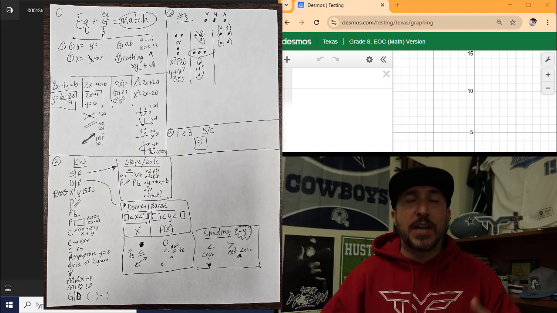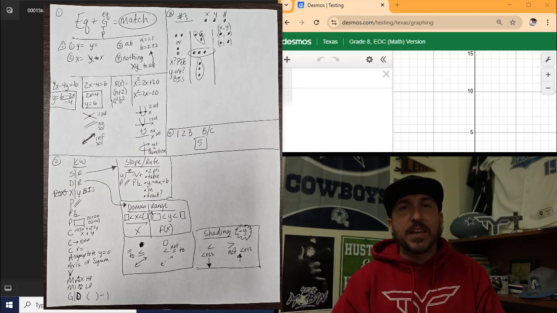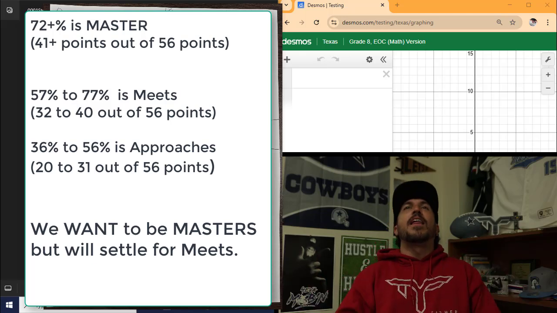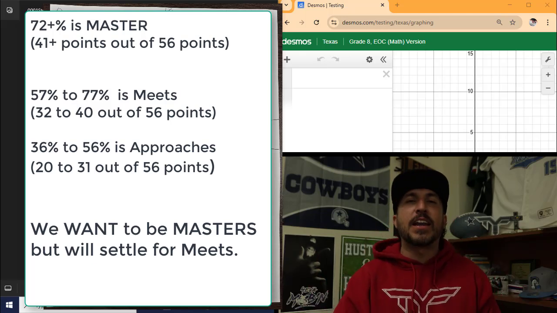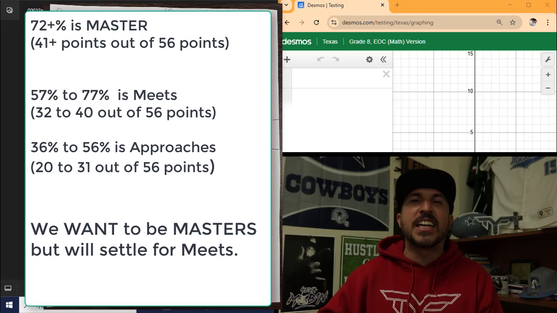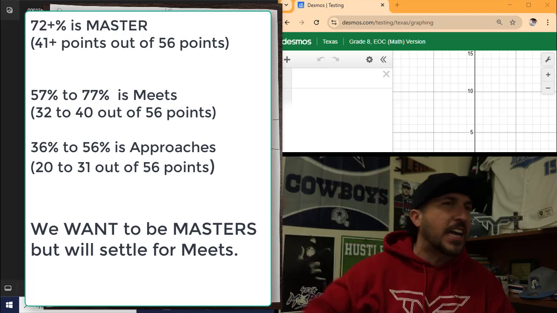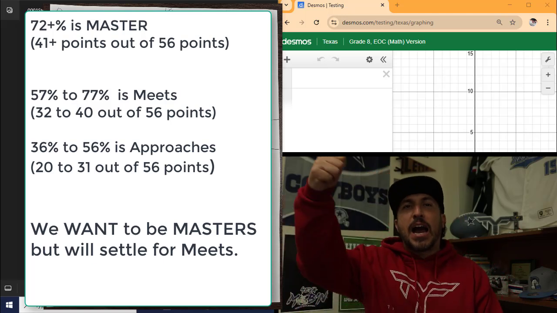To pass a STAAR test, you have to get a 50. If you get a 50 on the STAAR test, that's a lie. Let's start over. To pass a STAAR test, let me tell you about it. If you get a 72 on the STAAR test, the state says you're a master. That is the highest level of passing you could do. 72 and higher, that's a master's.